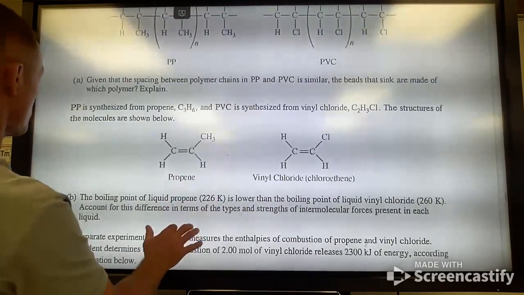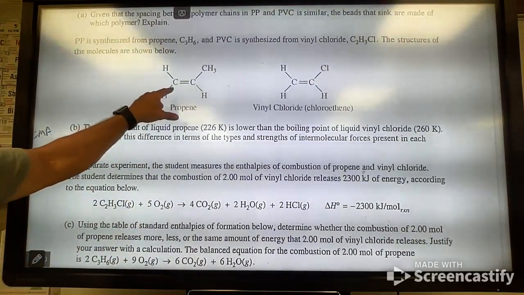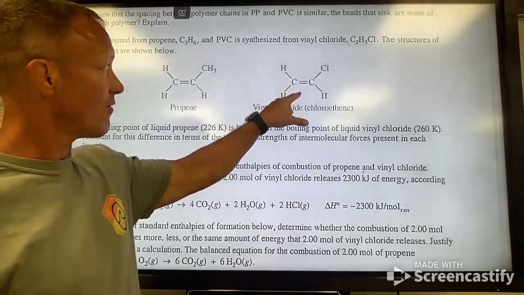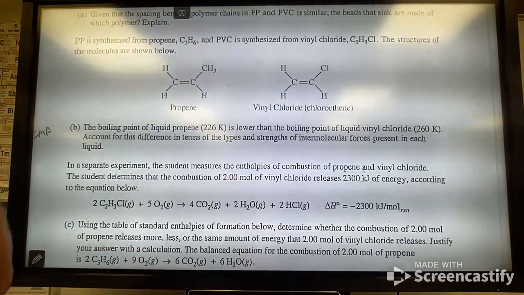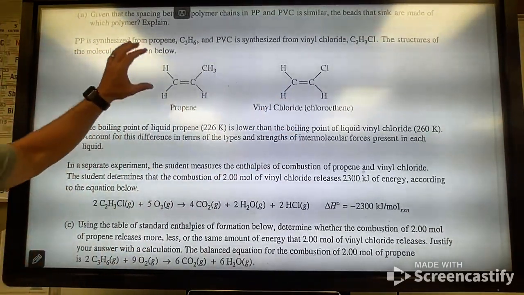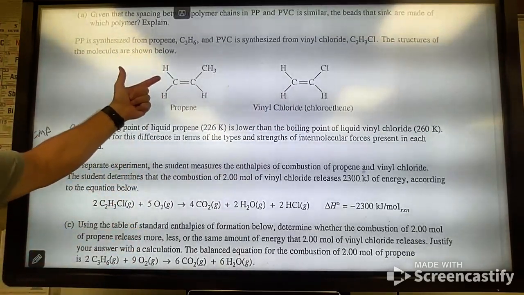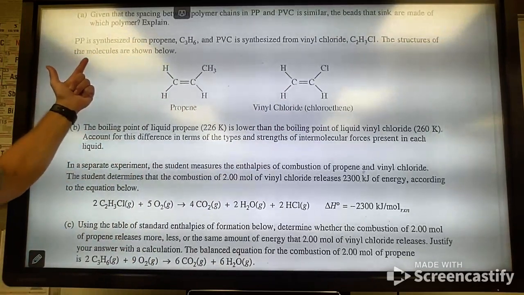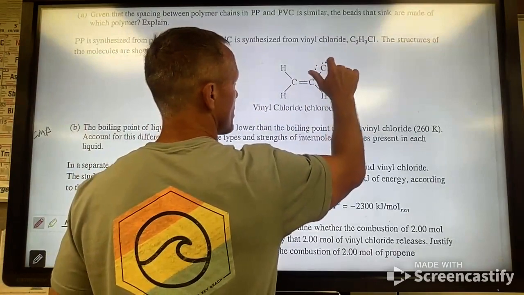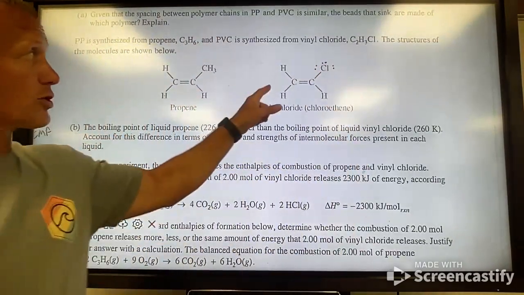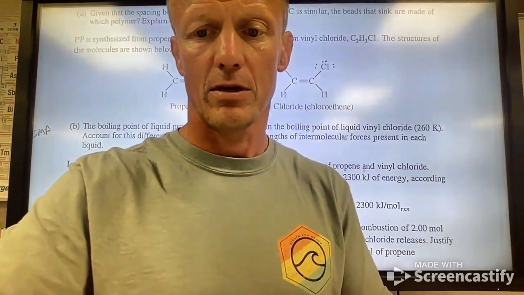All right. One more question here. The boiling point of liquid propene right here is lower than the boiling point of vinyl chloride right here. Account for this difference in terms of the types of strengths of intermolecular forces present in each liquid. So why does this have a lower boiling point? Well, it's pretty nonpolar, so it only has dispersion forces between itself and like molecules. This up here, if you have lone pairs on here, as there should be, would have dispersion forces and dipole-dipole forces between itself. That's it.